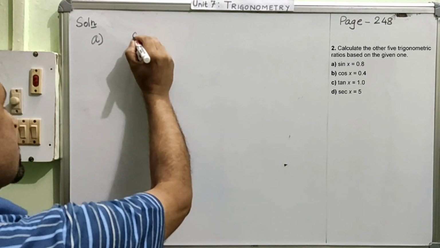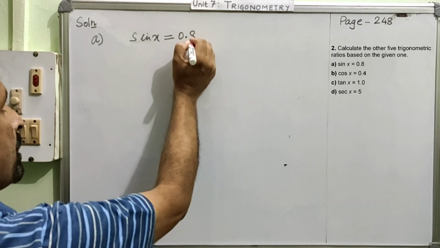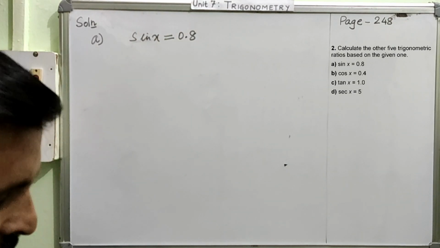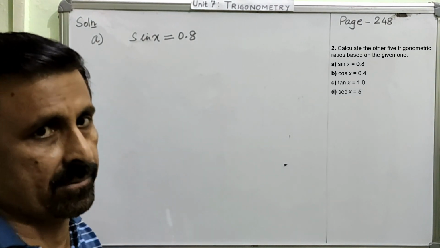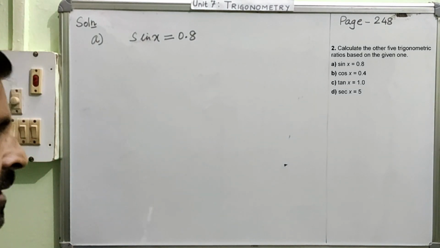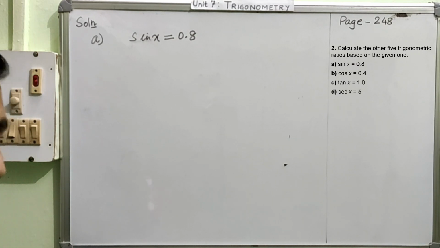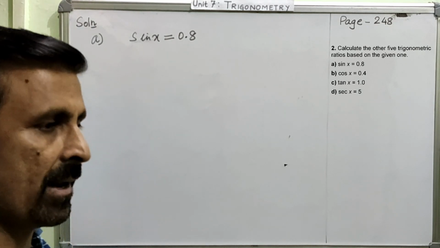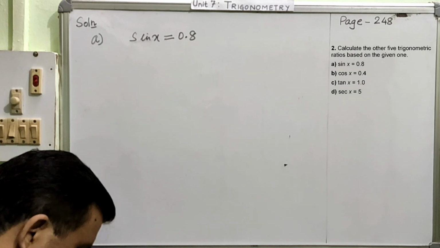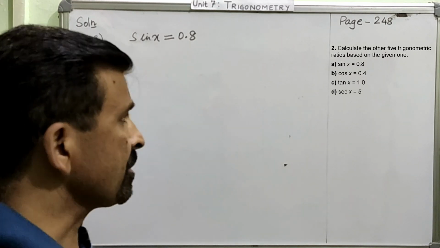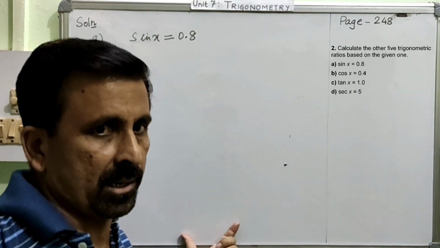The question is given as sine x is equal to 0.8. This is given. That means the value of the trigonometrical ratio of sine for angle x is given. Now, based on this value, you have to find the value of the other 5 trigonometrical ratios. Is this very clear? So this question is again very simple. With the help of this given information, we are asked to find the value of the other 5 trigonometrical ratios.